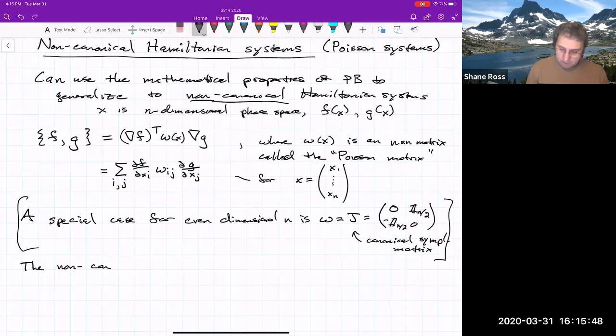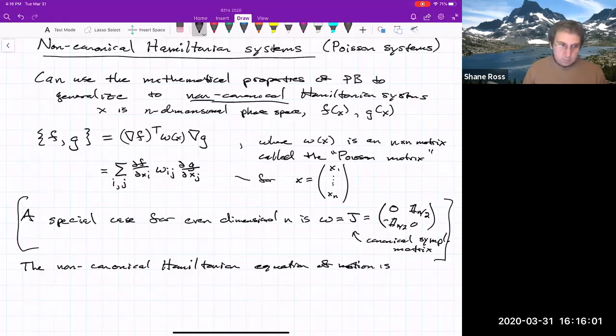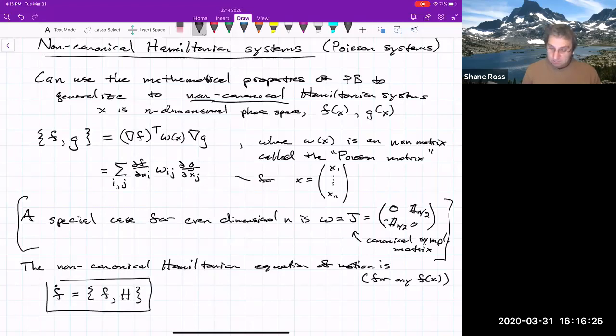The non-canonical Hamiltonian equation of motion is defined for any scalar function f over your phase space, f of x. f dot equals the Poisson bracket of f with h for the appropriate h. And in mechanics, h usually comes from energy somehow.